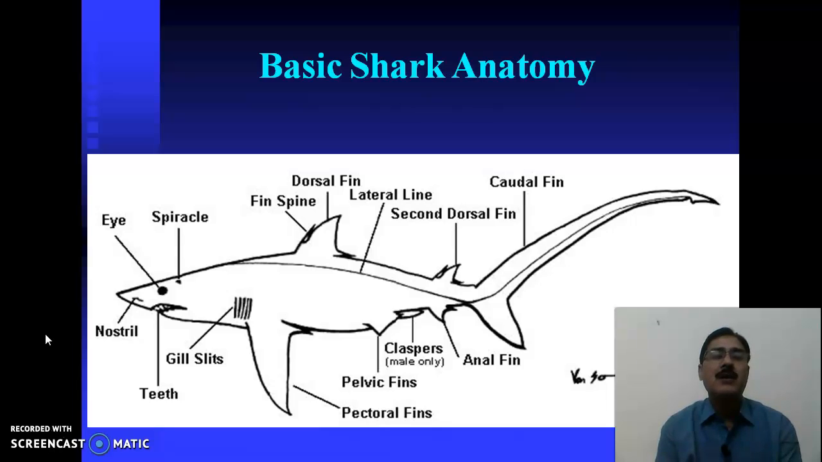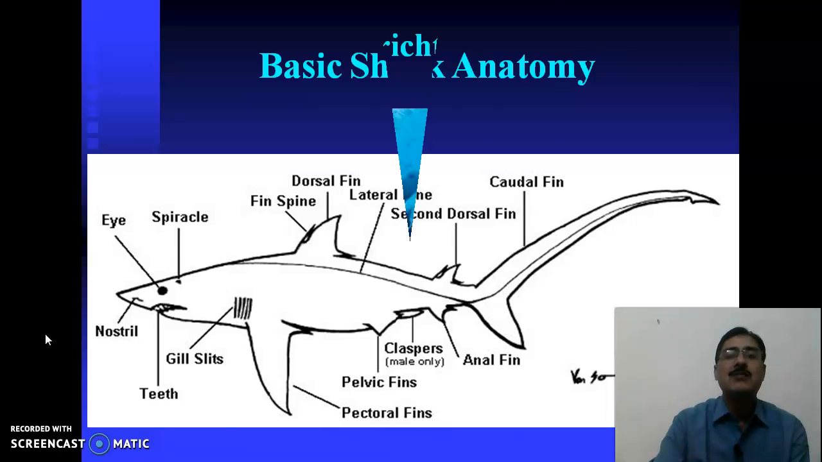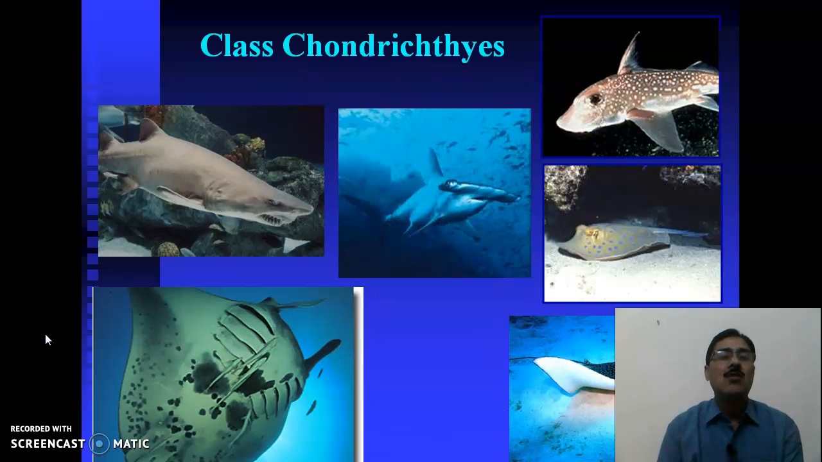Nostril, eye, spiracle, fish spine, presence of first and second dorsal fin, the lateral line organs, the caudal fin which is heterocercal, presence of claspers just near the pelvic fins only in the case of male. The anal fin is there, and large pectoral fins, and 5 gill slits on each lateral side. These are the common examples of Chondrichthyes. You can see the shark, skates, the rat fishes, all are there.